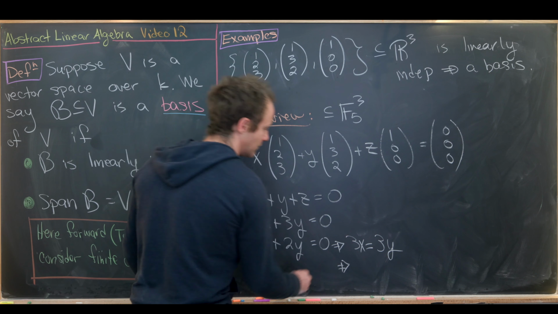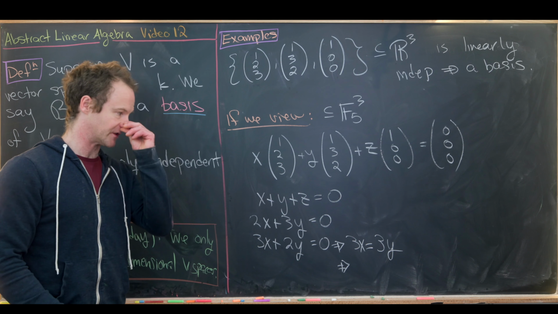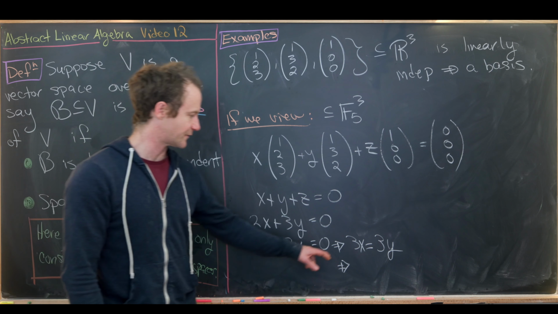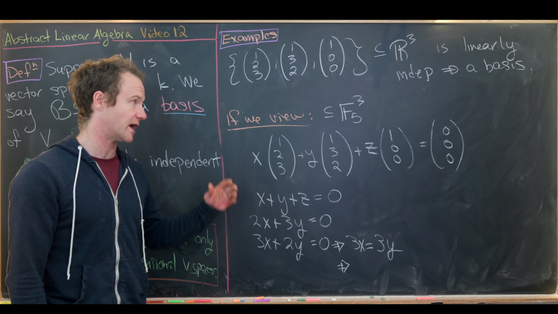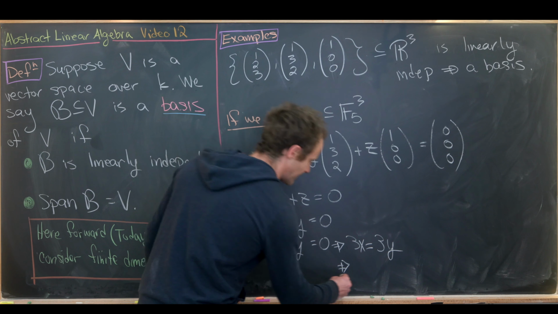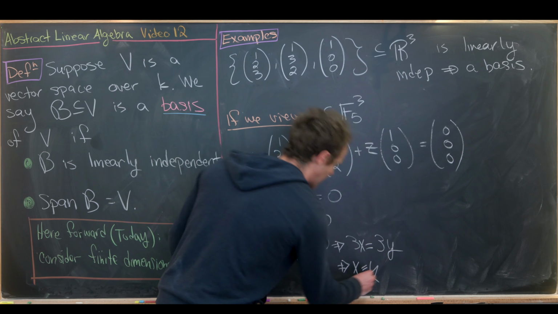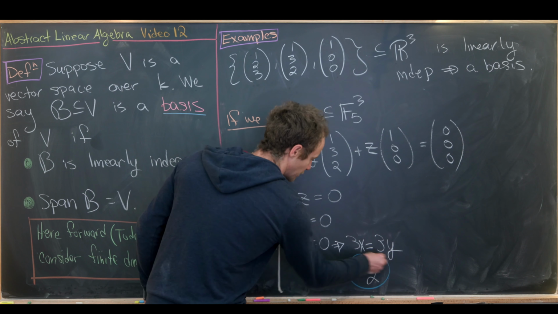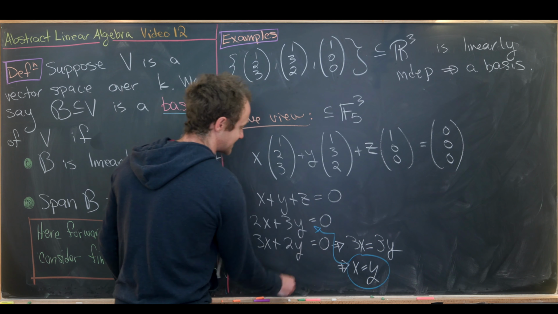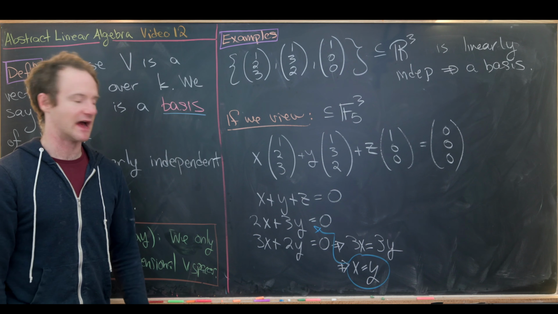But now we can multiply by the multiplicative inverse of 3. That's 2 in this case. If we multiply both sides of this equation by 2, we'll get 6x and 6y. But 6 is 1 in F5. That gives us x equals y. Okay, so now let's take x equals y and throw it into this second equation and see what happens.